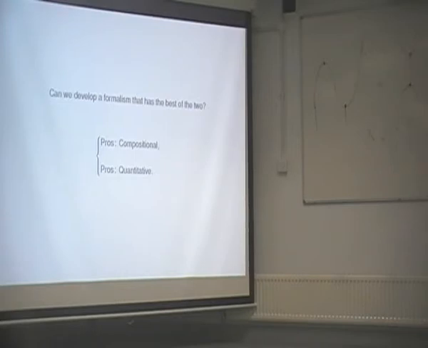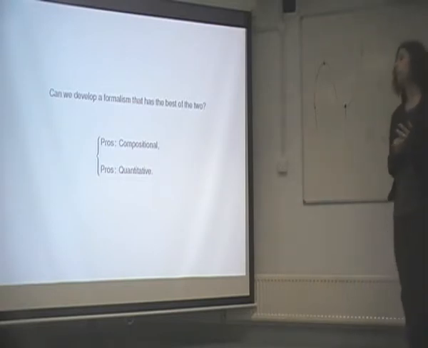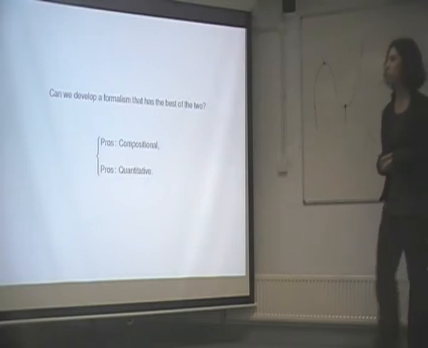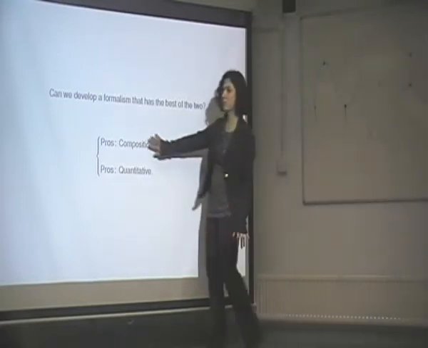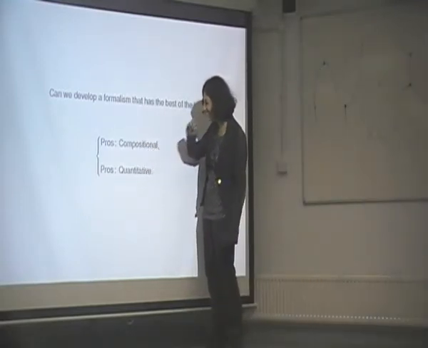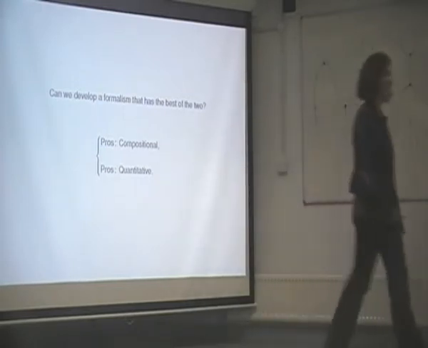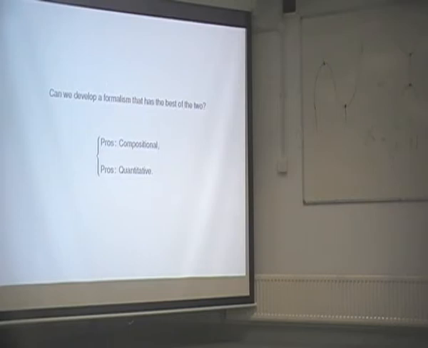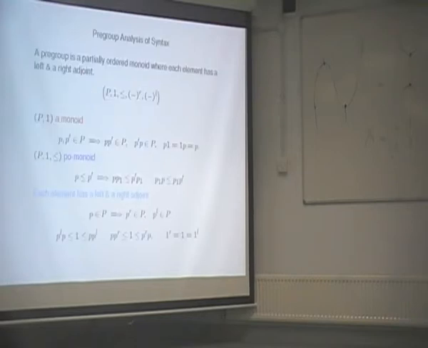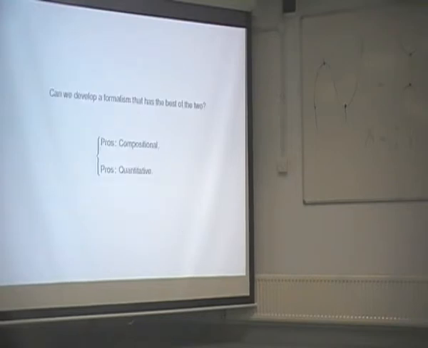So the aim of the talk is to say how to introduce a mathematical formalism in which we can have the best of these two. So there are no cons, it's all pros. It's compositional and it's quantitative. You have numbers for the words and want a way to compose them to get a number for the meaning of the sentence, a vector for the meaning of the sentence. Okay, so this is the high level, the big picture.